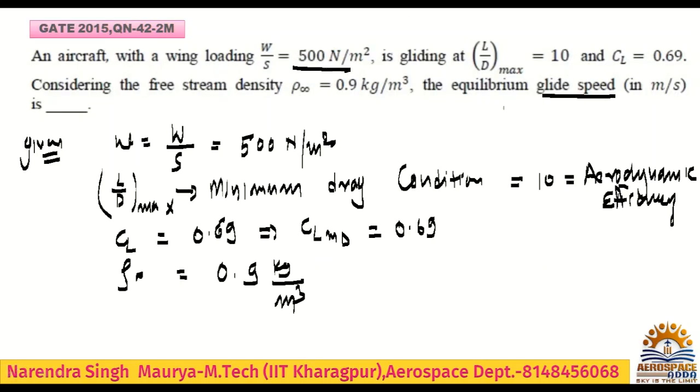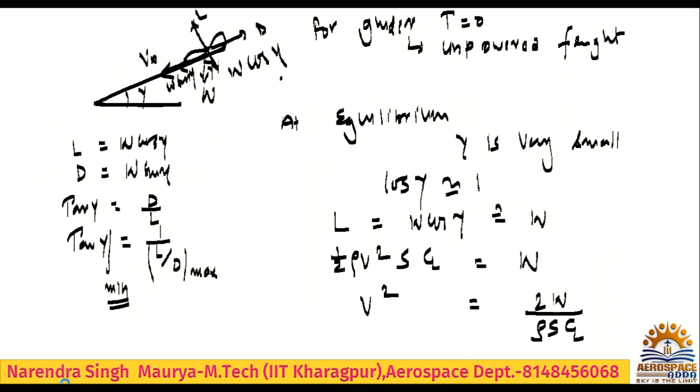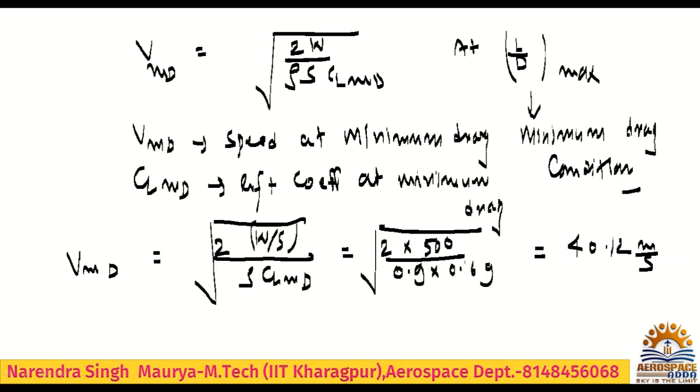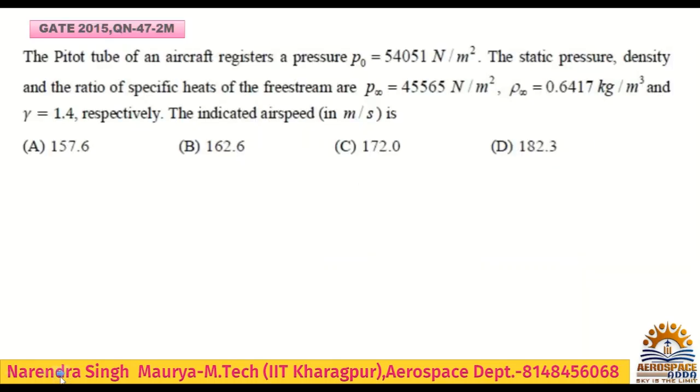This is a fill in the blank, and meter per second is already mentioned, so you write only 40.12. That's all. This will be your answer. Hope you understood. For any step you are not able to understand, or if you have any doubt or question, write in the comment box, and I will definitely answer. We'll go for the next problem.